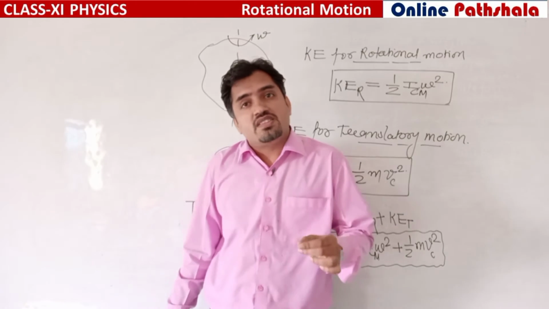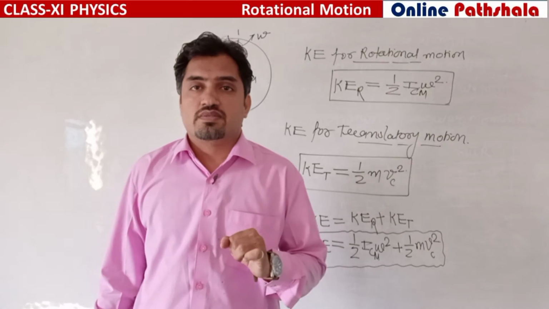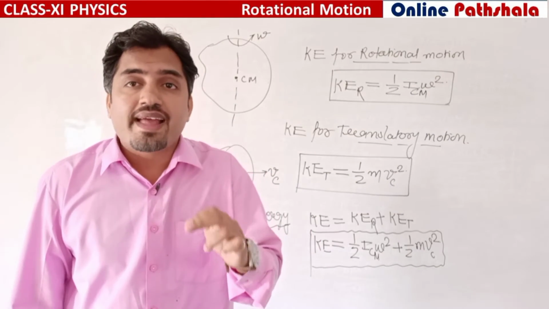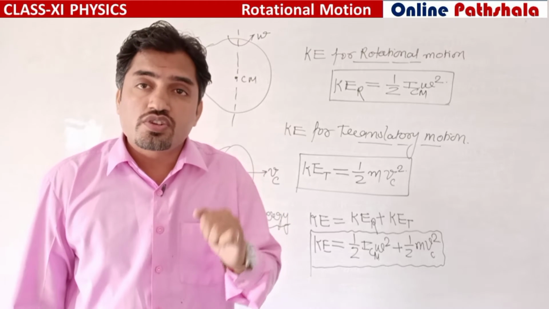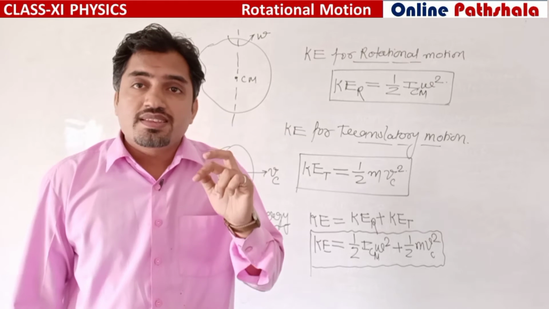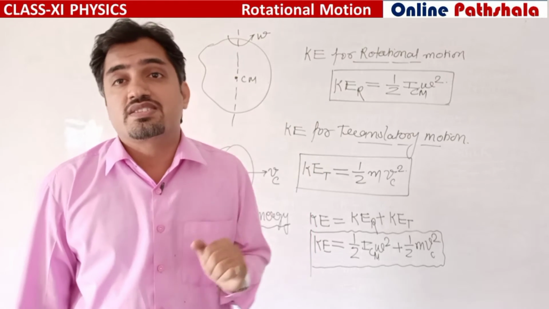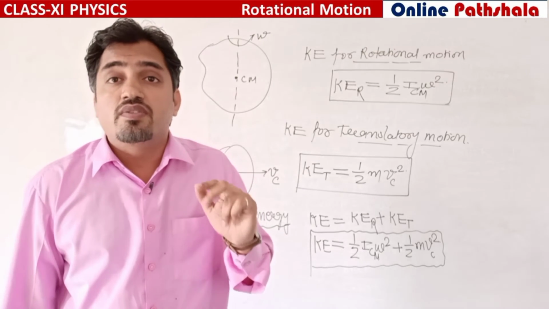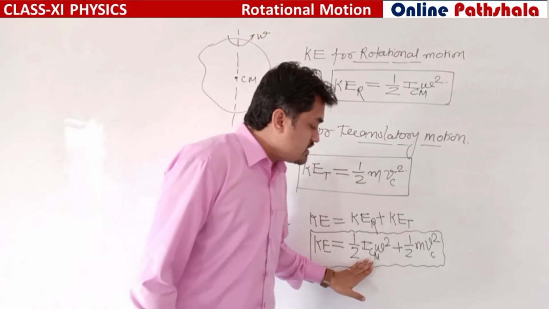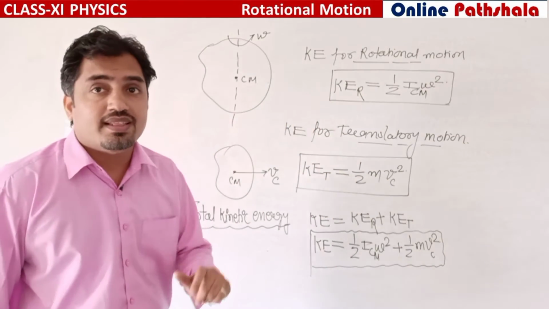If we are using conservation of energy in the case of pure rotational motion, we have to use the kinetic energy for rotational motion. If we are talking about rolling, in which translatory motion and rotational motion are both happening simultaneously, then we have to take both energies, kinetic energy for rotational motion plus kinetic energy for translatory motion. How? Let us see an example.